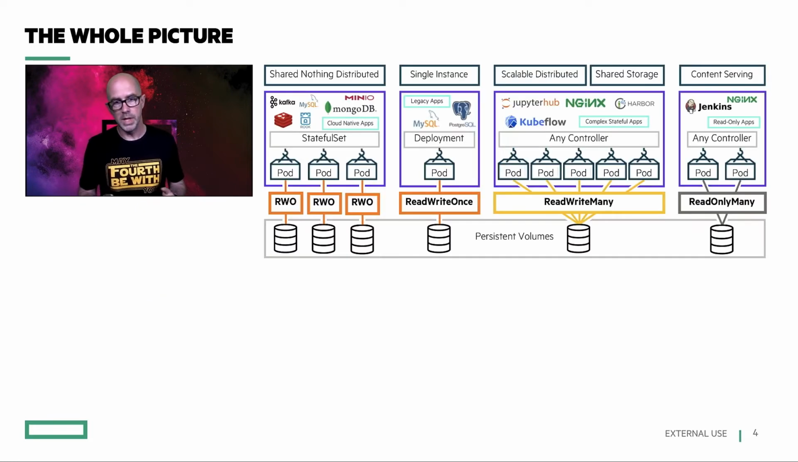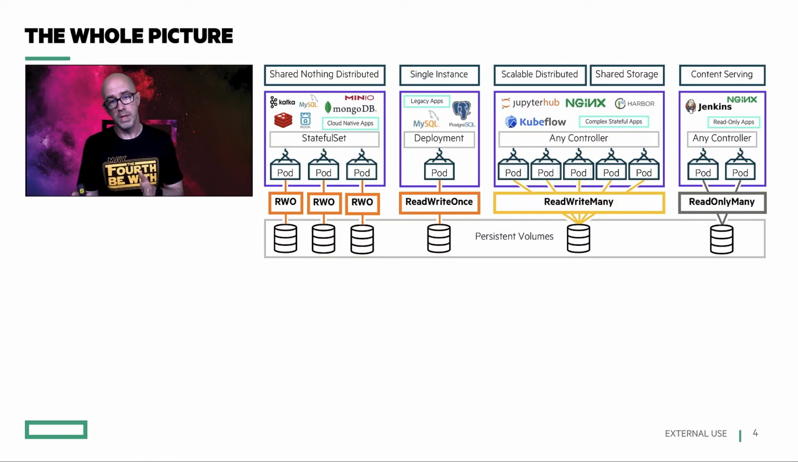And to paint a more complete picture, I just want to lay out how applications are deployed on Kubernetes and how they are accessing storage, right? So within Kubernetes, there's a concept called persistent volumes, right? And those persistent volumes can be accessed by applications in three different patterns, right? So you have read-write once, where you have a single pod accessing storage at any given time. And you have read-write many, where many pods across your infrastructure can access the same data at the same time.